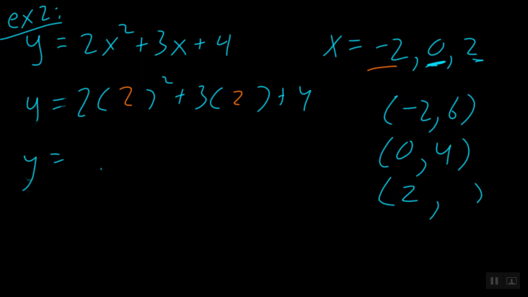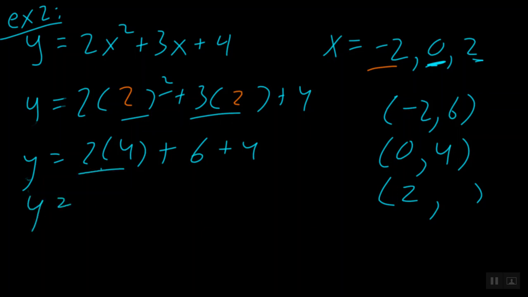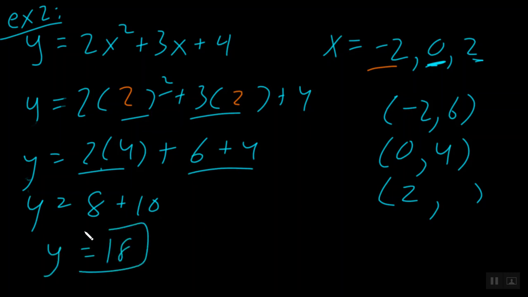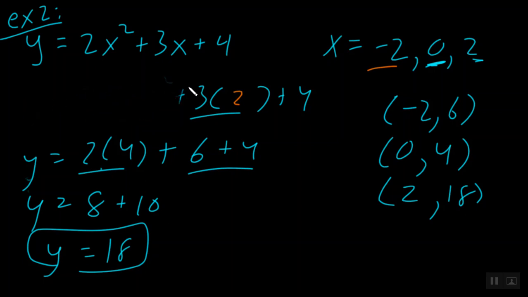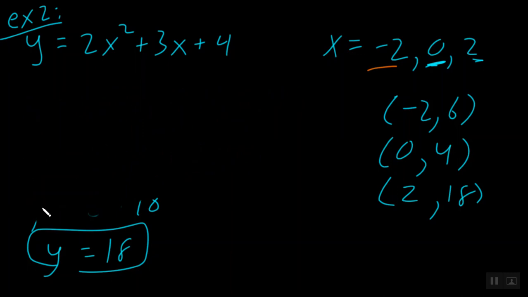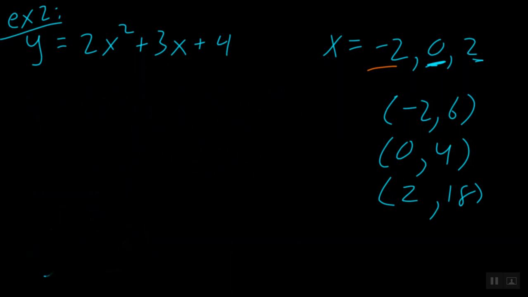Okay, so 2 squared is 4. 3 times 2 is 6. Here I know 2 times 4 is 8. And 6 plus 4 is 10. And so we're going to say 8 plus 10 is 18. And so we have (2, 18). Now this gives us enough information to graph this function just by using these 3 points chosen at random.